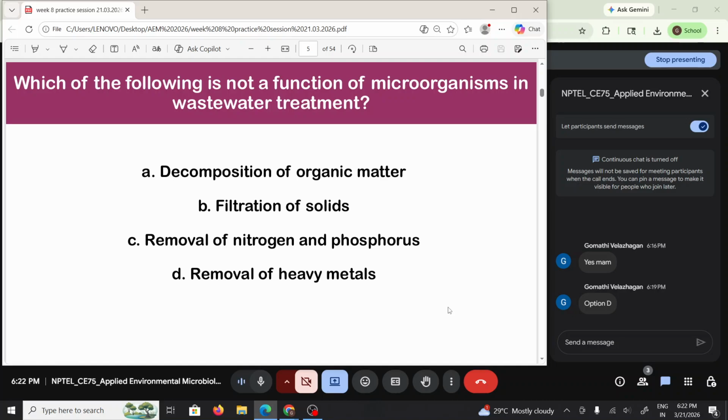Now the next question is, which of the following is not a function of microorganisms in wastewater treatment? Again, a simple question. We have seen different microorganisms and their roles for the past 2 weeks at least, and all of these topics are covered there as well.